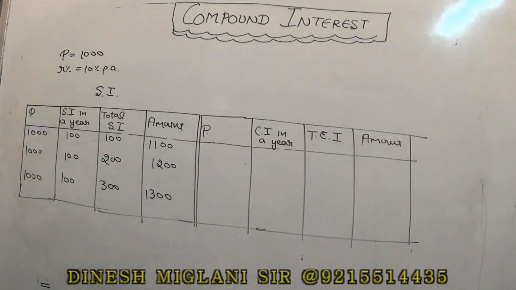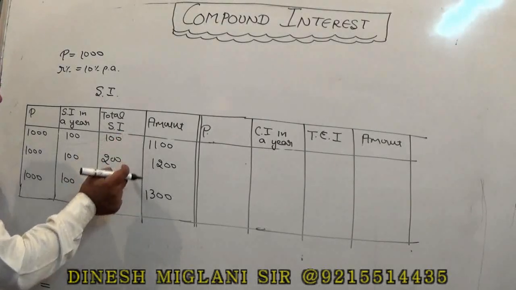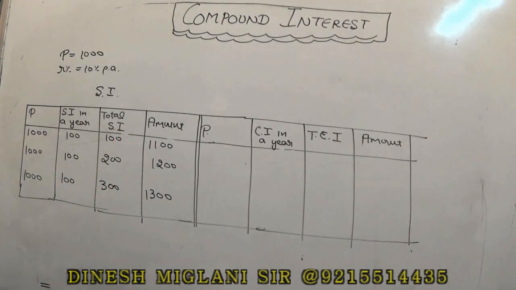So that table tells us some general things about simple interest. Principal remains same for every year. Simple interest earned on the principal is always same. And total simple interest increases at the same rate. Means if in the first year it is 100, in the second year it becomes 200, in the third year it is 300.